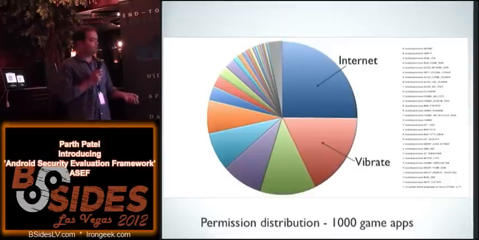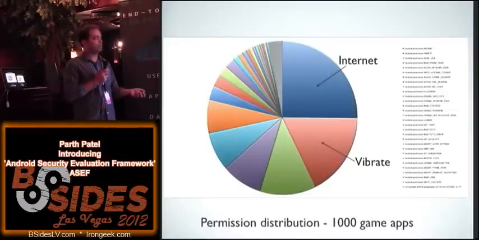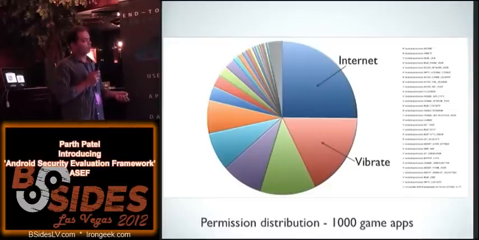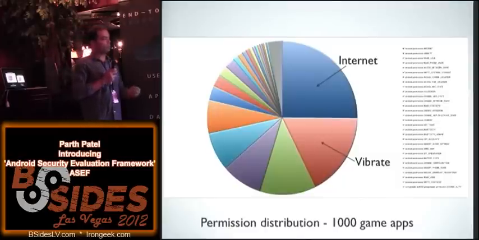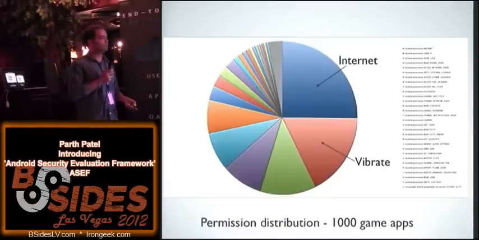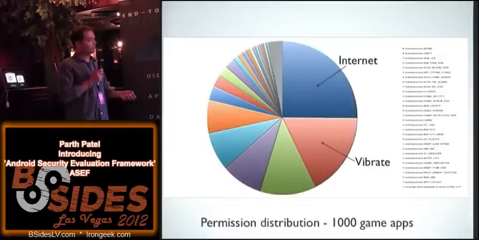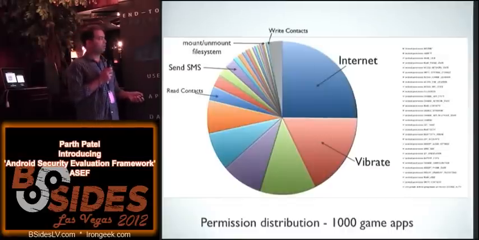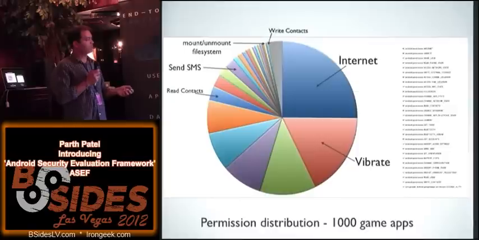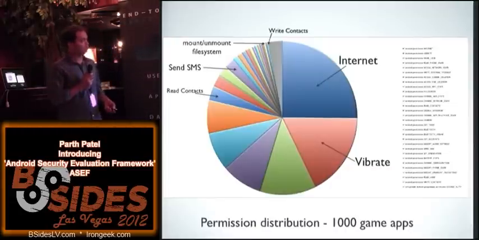So these 1,000 game apps, 25% of them were using the internet permission. That means the application was asking you to have internet access in order to be installed. But there are certain permissions that I was actually very surprised to find, in the sense that some of the applications were even asking for send SMS, write SMS, even write context, or mount/unmount file systems, which you might have a hard time imagining. Why would a game app ask you to do so?